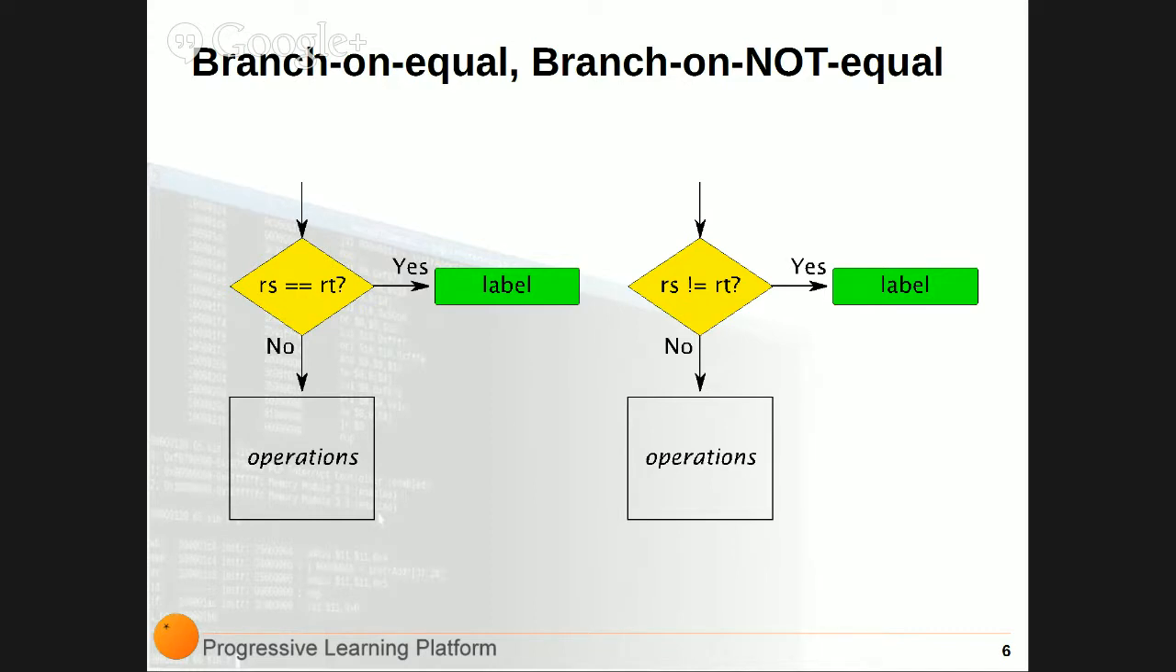So, anyways, when branch on equal, you give the CPU 2 registers. If those registers match, what do you think will happen? It goes to the label. Otherwise, it just falls through.